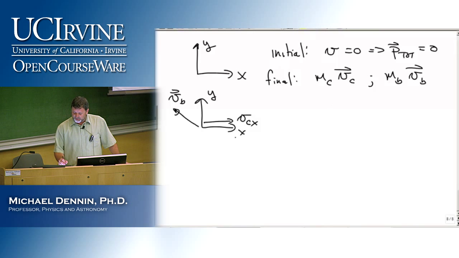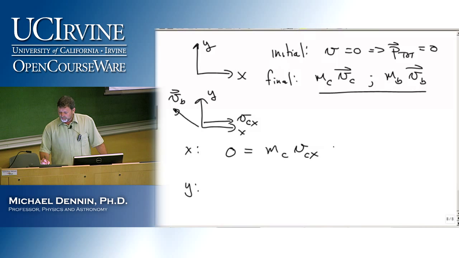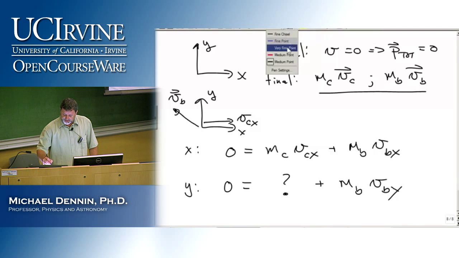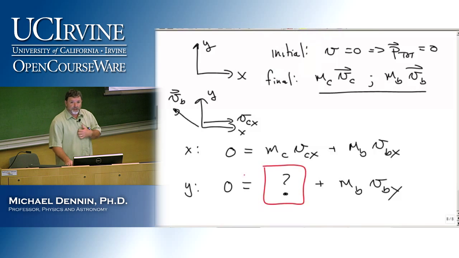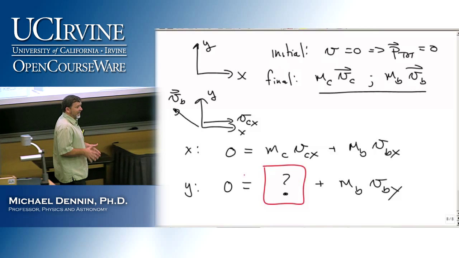when I go to write down my x and my y equation, in the x direction, I'm OK. I have 0 equals mass of the cannon times the x component of the velocity of the cannon plus mass of the cannonball times its x component. But in the y direction, I have 0 equals some unknown number plus mass of the cannonball times velocity of the cannonball in the y. And it's this that makes conservation of momentum not useful for this problem, even though it looks exactly like one.